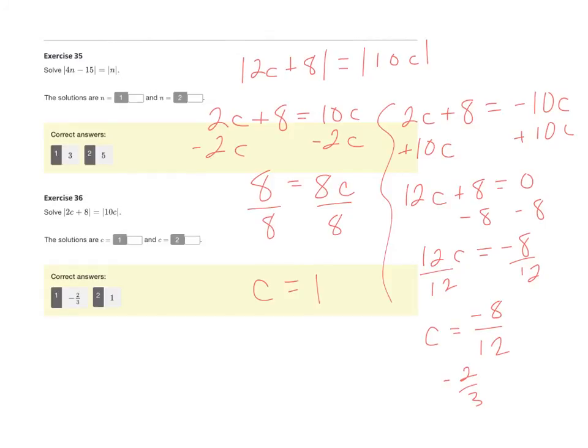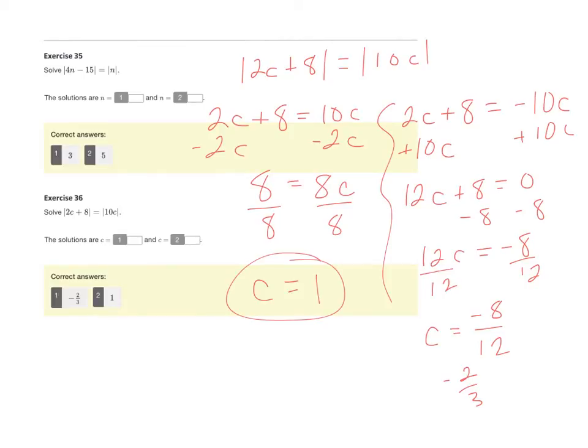Now let's check these. So if we plug 1 in, 2 times 1 is 2, 2 plus 8 is 10. So we get 10 on the left side. 10 times 1 is 10. Absolute value of 10 is 10. So we know that this is a solution.